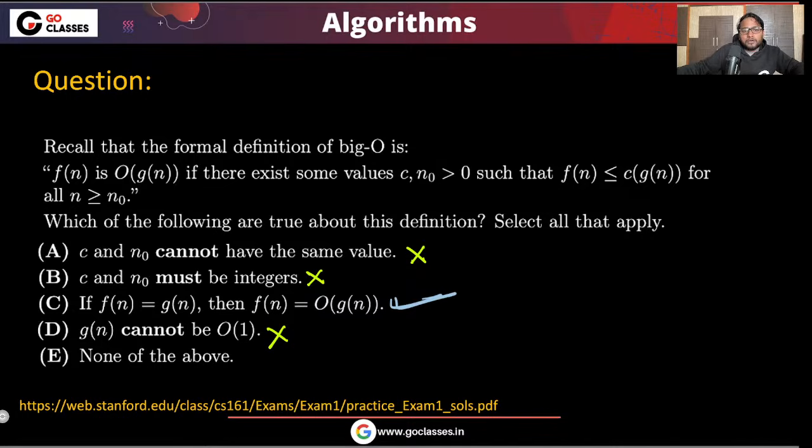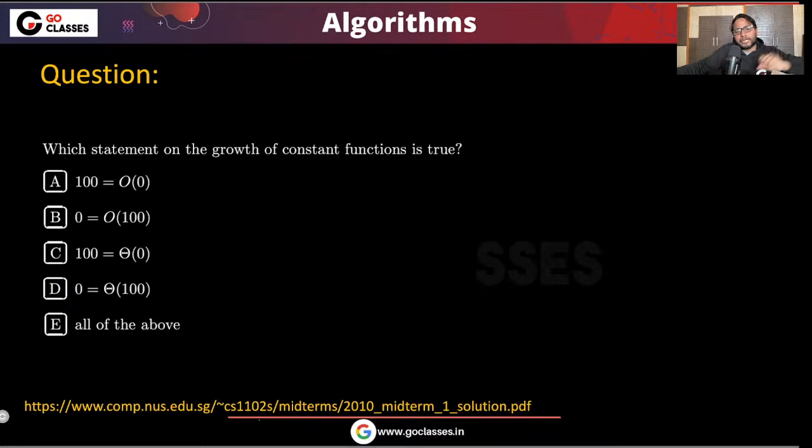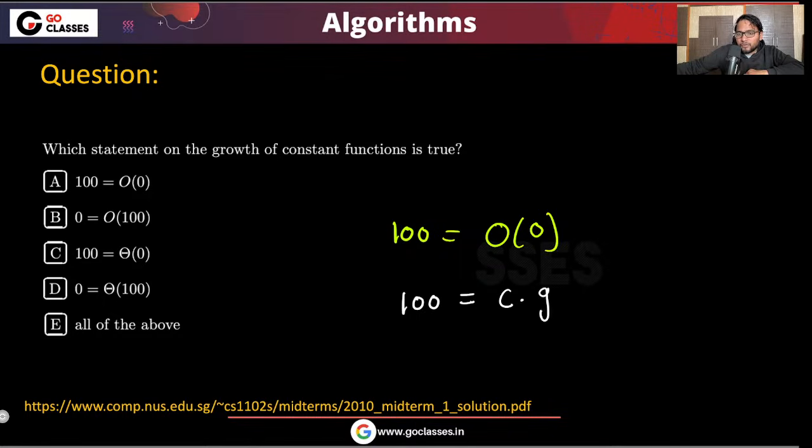Cool. Now let's just see this particular question which I have taken from NUS University. What they're saying is: which statement on growth of constant function is true? Okay, is it true that I can write 100 equal to order of 0? Let's just check. What does this order of 0 mean? It means that 100, I am saying, equal to c into g(n), right? c into 0 basically, right?